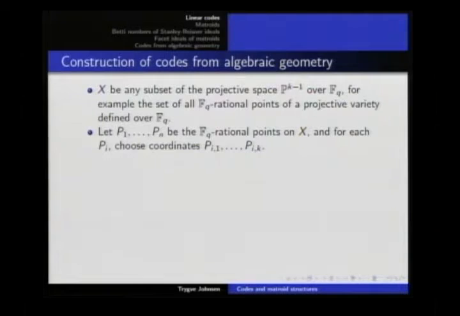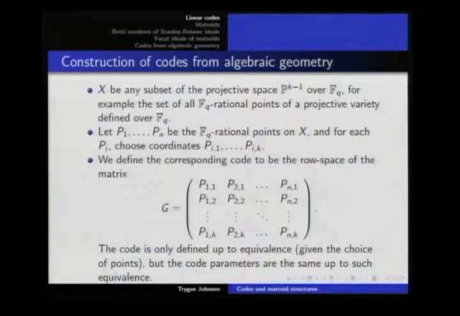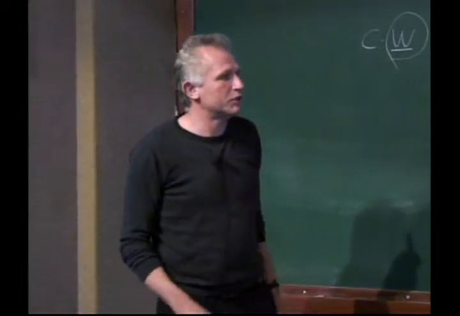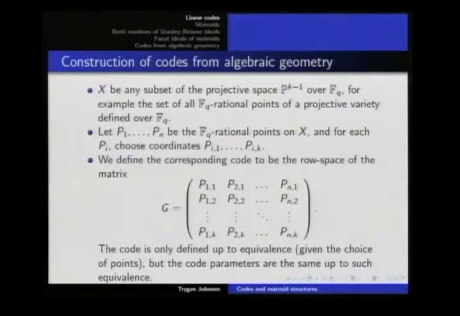And for each Pi, you choose coordinates. As you know, they are only defined up to a multiplicative constant. And then you define the matrix from these points. You take the coordinates as columns, each point a column. That gives you a matrix, which is not entirely determined, since you have this ambiguity in each column that you can multiply with a multiplicative constant. But never mind, you take a representative for each point. And then you take the row space of this matrix. That gives you a linear code. And the matrix is called the generator matrix of the code.